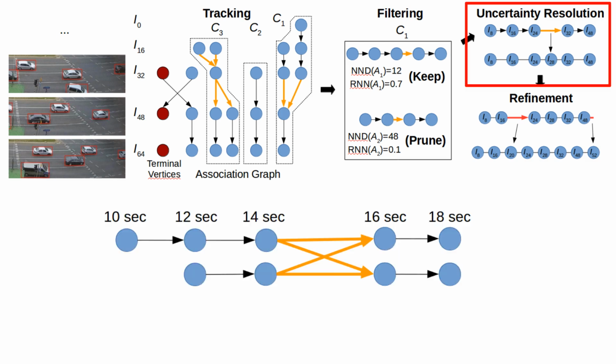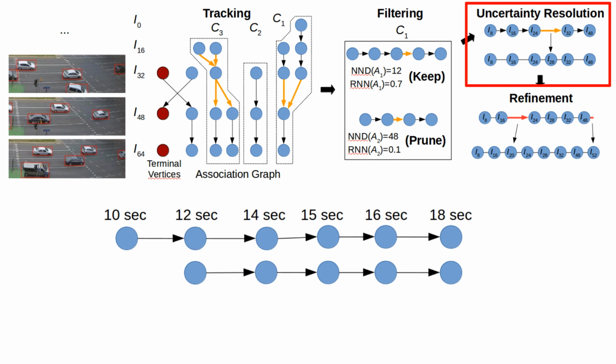The next stage is uncertainty resolution. This stage addresses the redundant orange edges that we added during tracking when the tracker model outputted high probabilities along two or more edges. It tries to determine which edges are correct and which were wrong. For each group of redundant edges like this, we sample the frame halfway between the problematic frames, so here we sample the frame at 15 seconds.